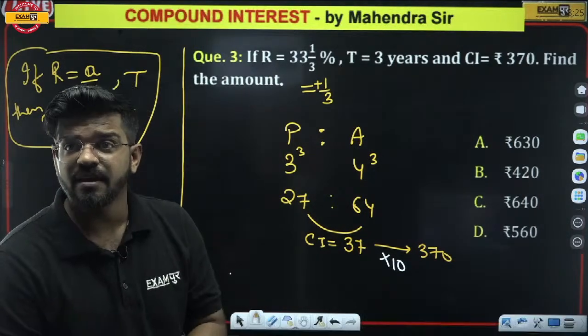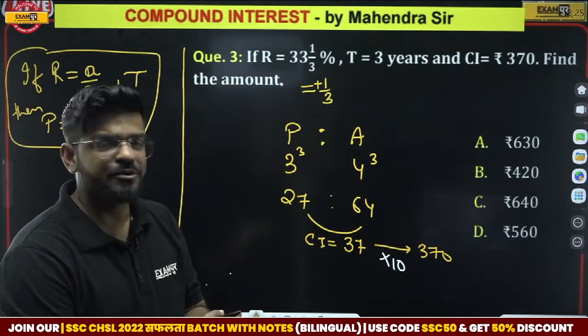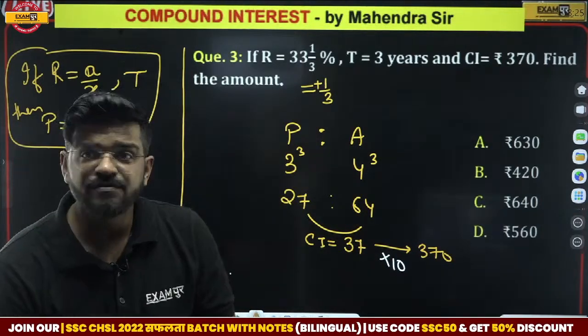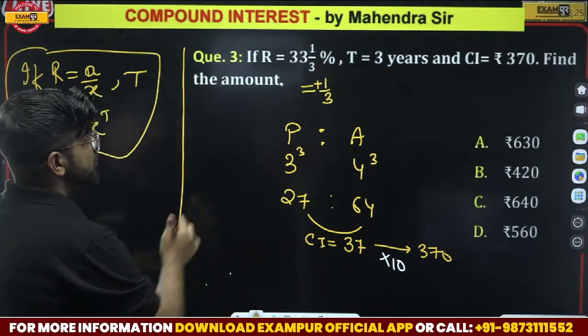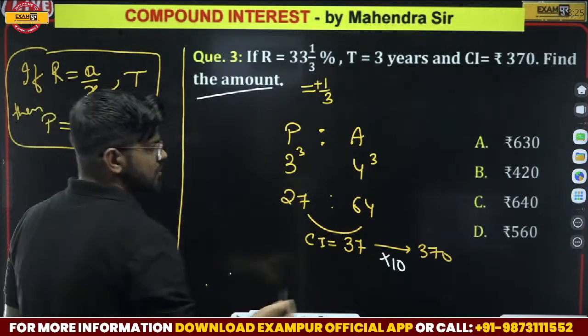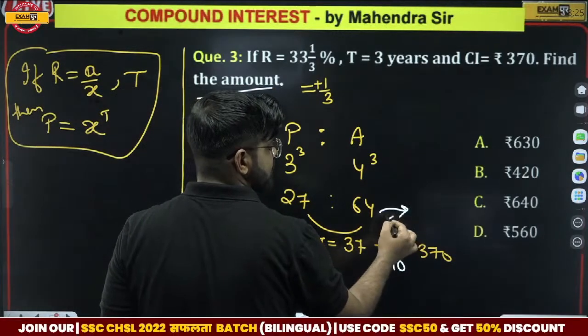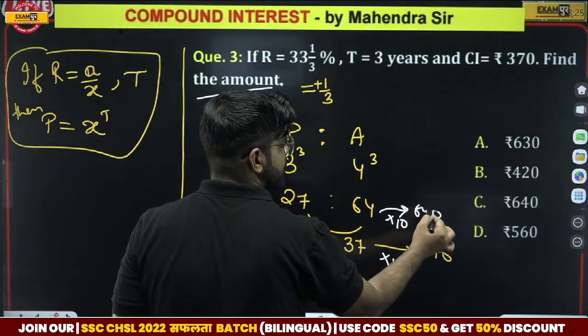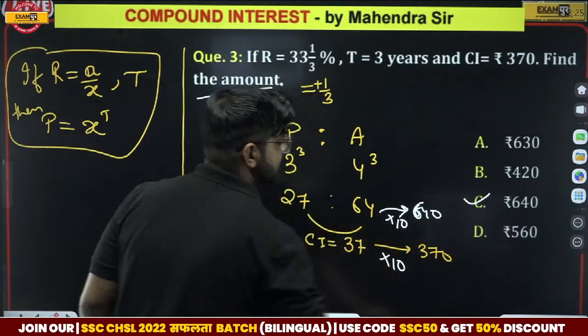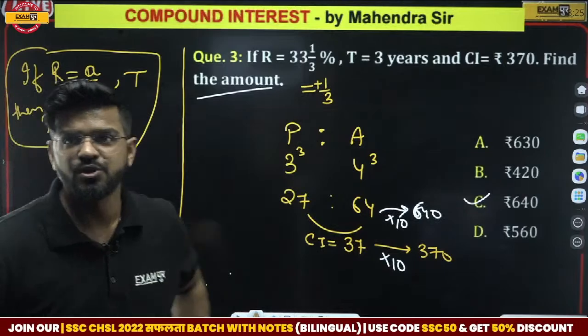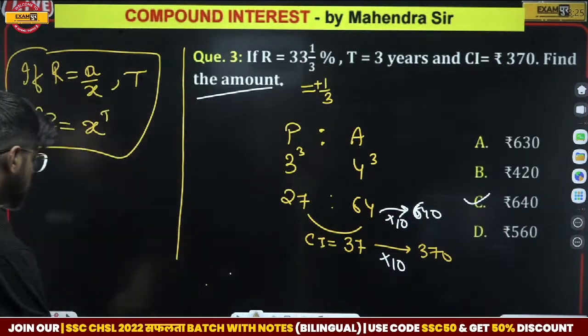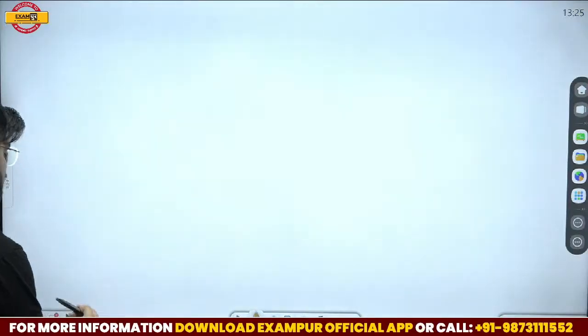So Sam is here. Good afternoon, Sam. So you are saying that 640 is the answer. Superb. The question asked what the amount is. You just have to multiply by 10 and you will get 640, which is absolutely the right answer. Very good. Let's move on to another question.